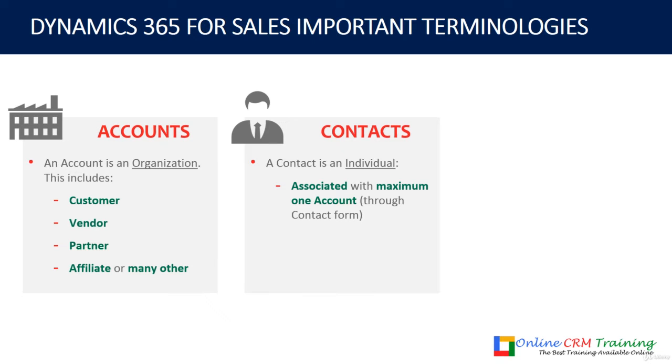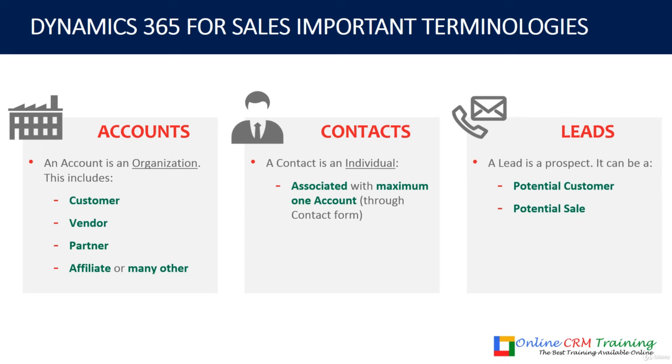Then you can associate a contact with the particular account. For example, Mr. John with XYZ Limited. Okay, so you can associate maximum with one account through the contact form. Of course, you may be talking to multiple people in a company for a business, right? So those kind of people you can store in contacts and associate them with the company.